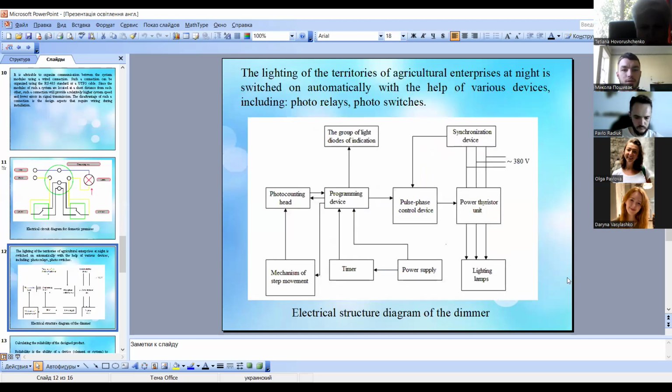The lighting of the territories of agricultural enterprises at night is switched on automatically with the help of various devices, including photo relays and photo switches. And we can see an electrical structure diagram of the dimmer.